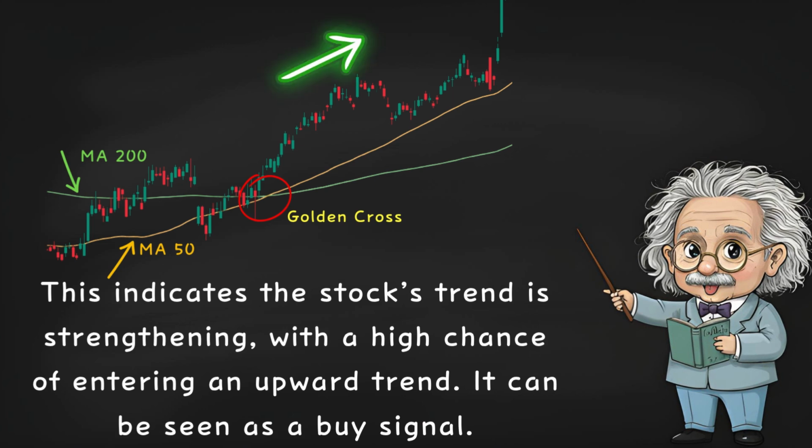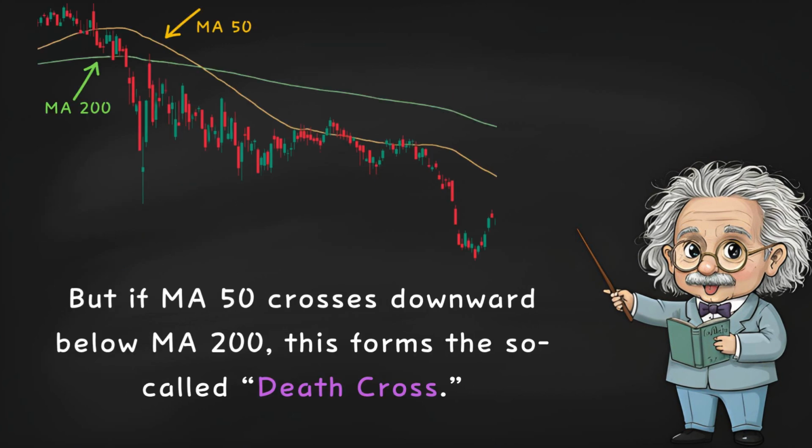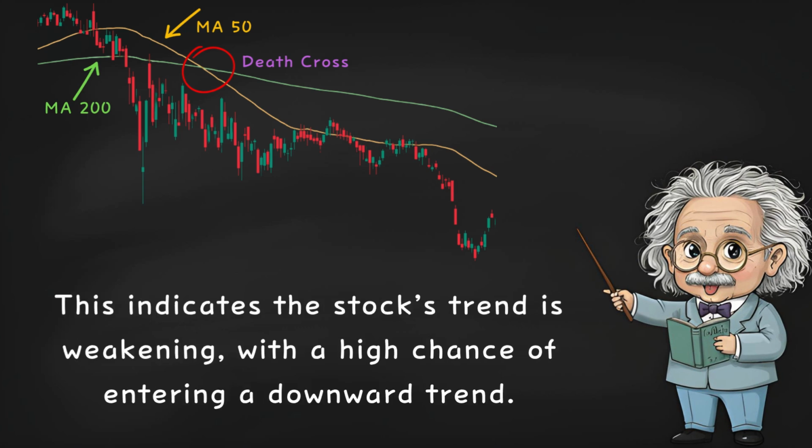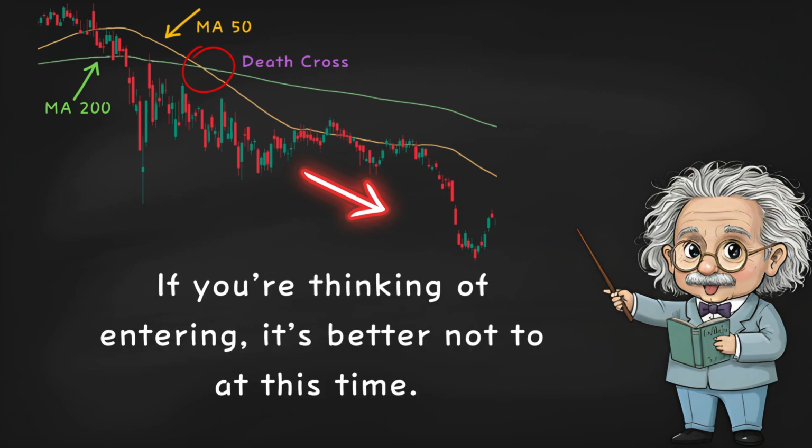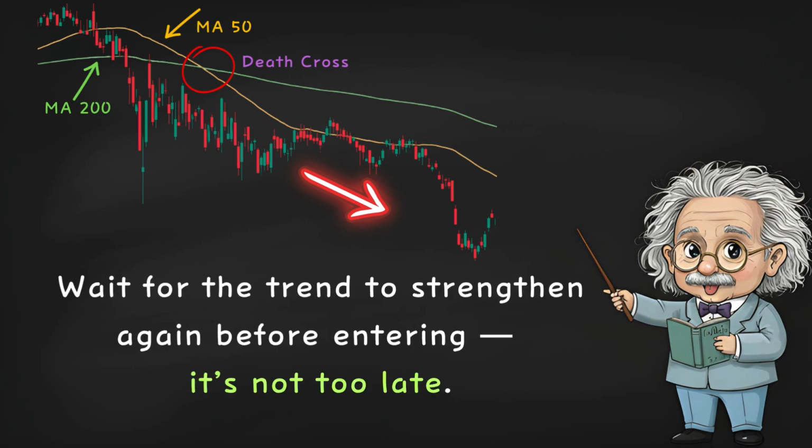It can be seen as a buy signal, but if MA 50 crosses downward below MA 200, this forms the so-called death cross. This indicates the stock's trend is weakening with a high chance of entering a downward trend. If you're still holding, you may consider exiting first. If you're thinking of entering, it's better not to at this time. Wait for the trend to strengthen again before entering, it's not too late.